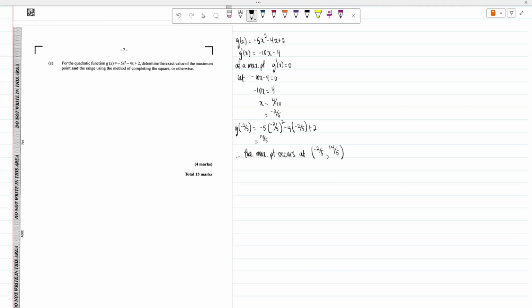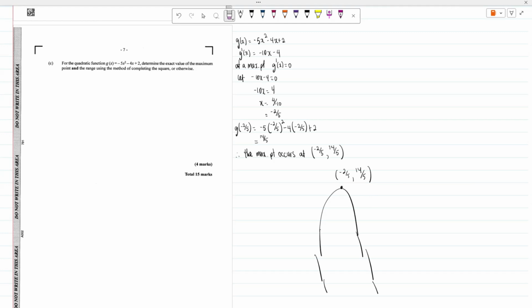Now, the word range. The range of a function is where it exists on the y-axis. So if I draw this graph, this graph is going to look like this, correct? This point here is going to be minus 2/5, comma, 14 over 5. All cool with that? And this graph continues to go down and down and down until negative infinity. All agree with Manda? So this graph actually exists from this point and underneath. That's where the graph is. Yeah?